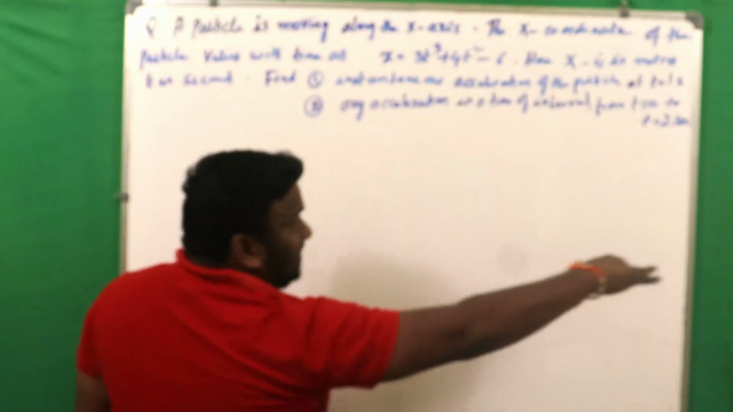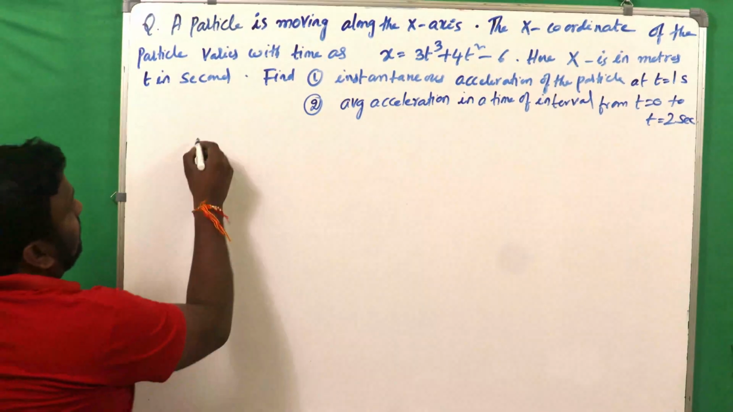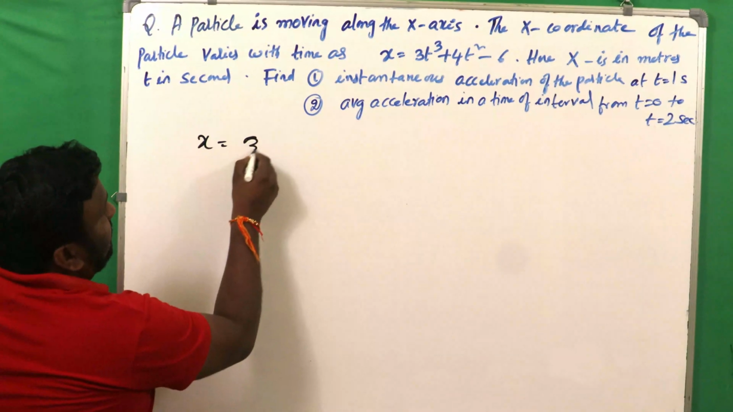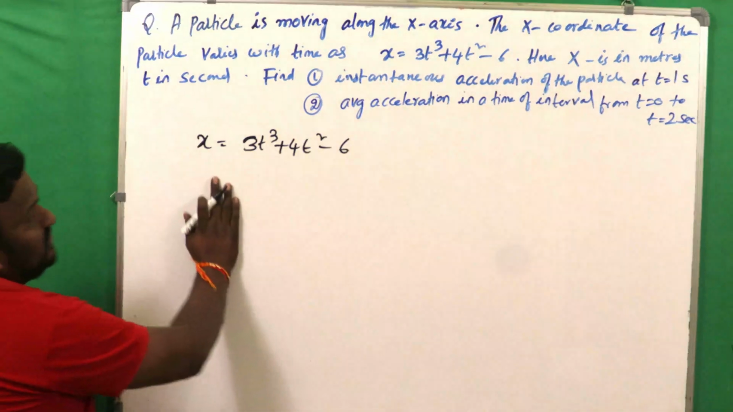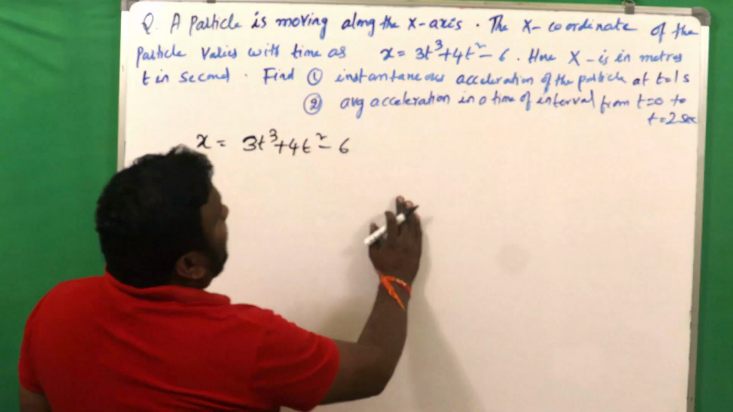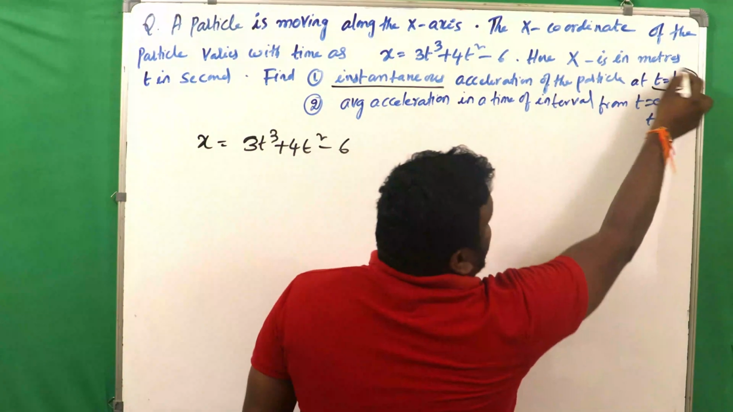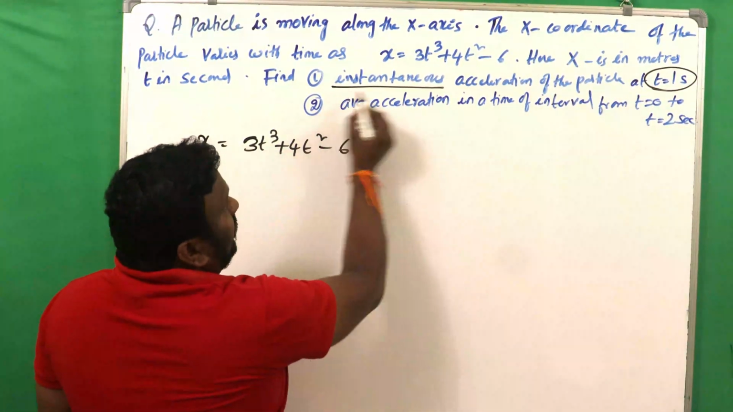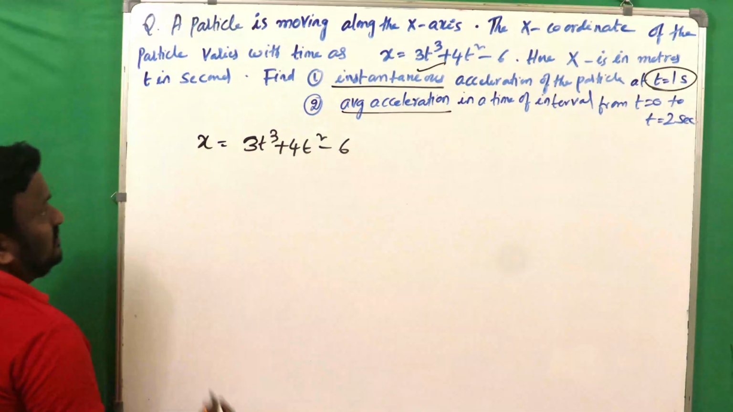One particle is moving horizontally, and its displacement is given by the equation x = 3t³ + 4t² − 6, as a function of time. And what you have to find out? We have to find out the instantaneous velocity at t = 1 second. We want to find out the instantaneous acceleration and average acceleration. That is the problem here.